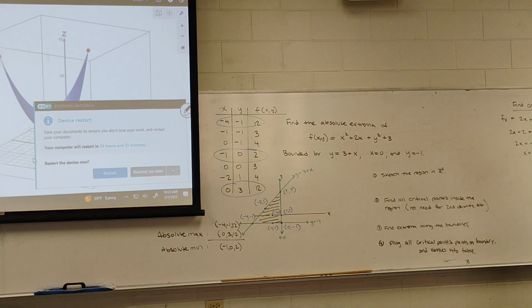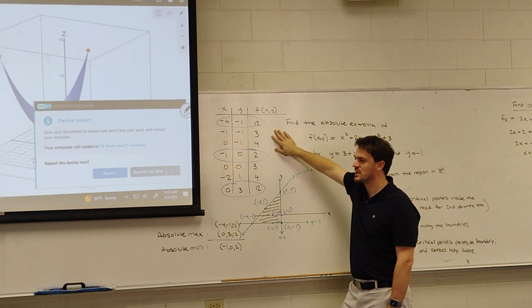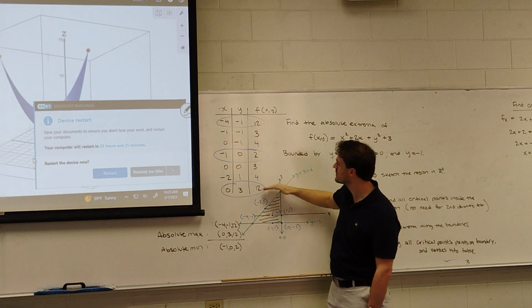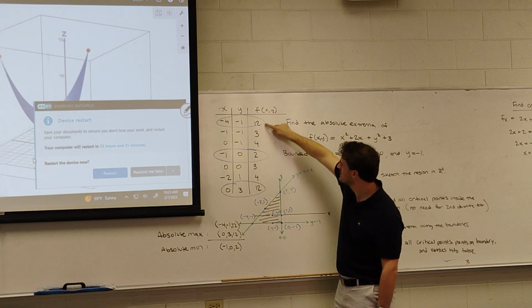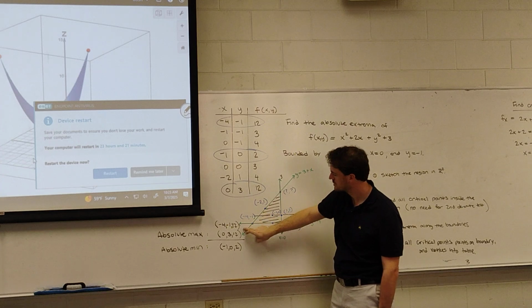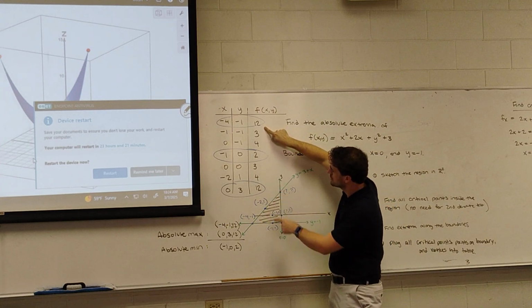So then lastly, you have a table. Don't do it by hand. We'll be sitting here all day long. Just make a table in Desmos, type in the values. Lastly, just identify what is the largest value, that's your absolute max. Sorry. Largest z value, that's your absolute max. Smallest z value, absolute min.